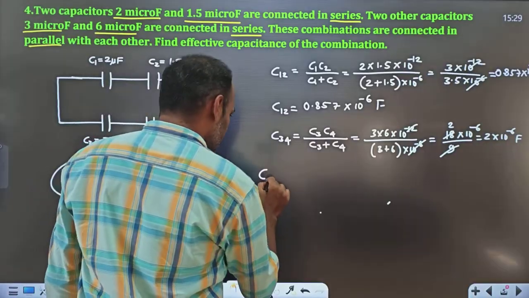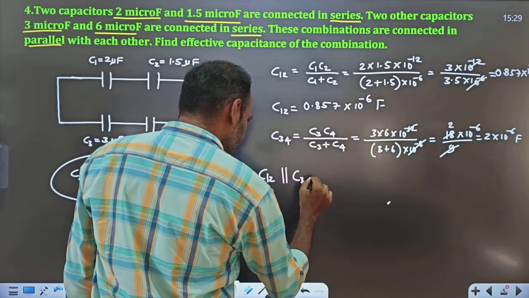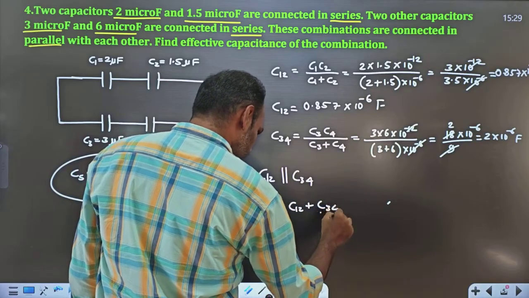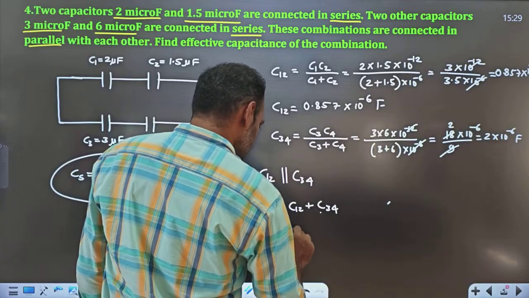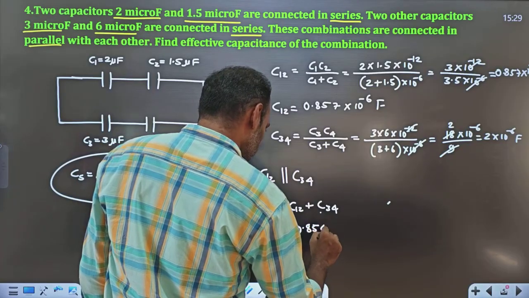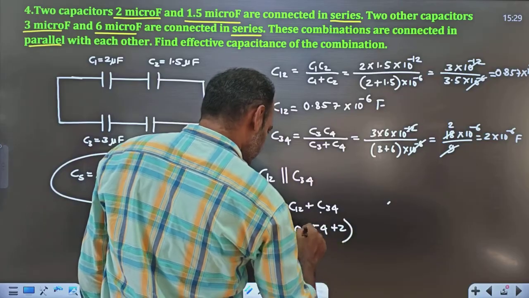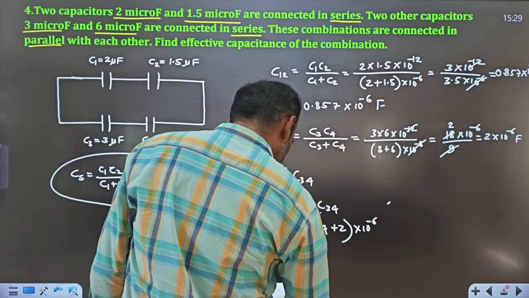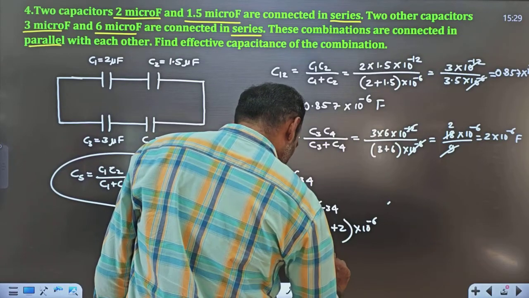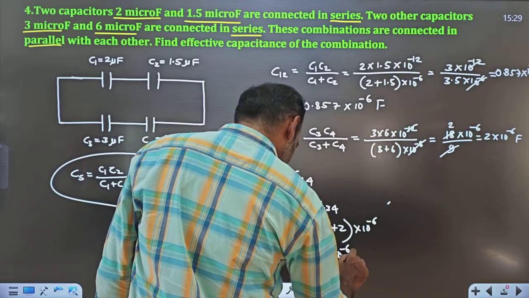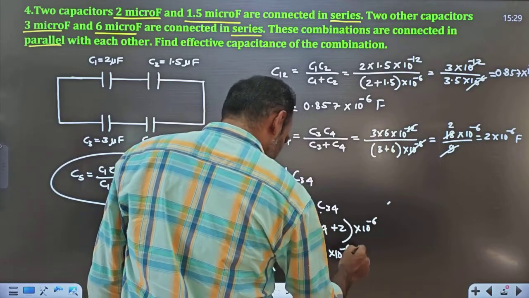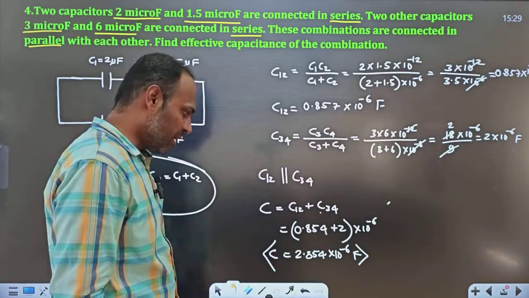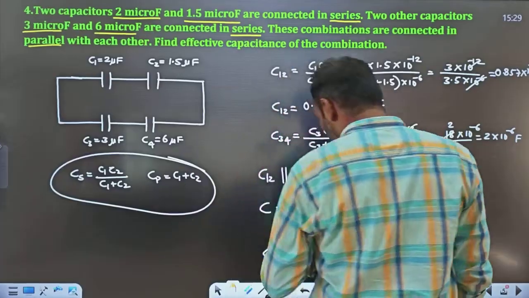Okay, next we have to add these both. See, C12 is in parallel with C34. That's why the effective capacitance will be C12 plus C34. We have to add these both. So this is 0.857 plus 2, and 10 to the power minus 6 is common. So this will be 2.857 into 10 to the power minus 6 farad. So this much will be the effective capacitance. If you want, you can remove this 10 to the power minus 6 and write it as microfarad. You can write it as microfarad also.